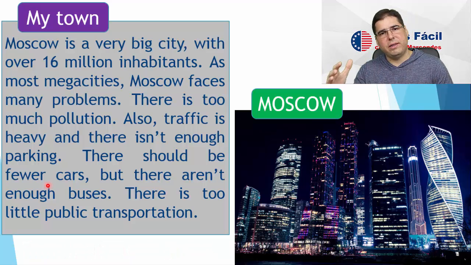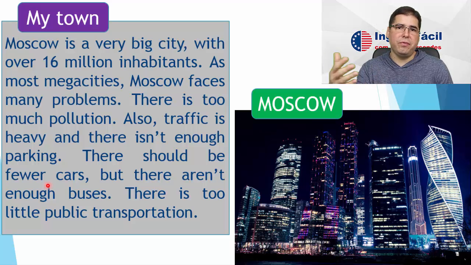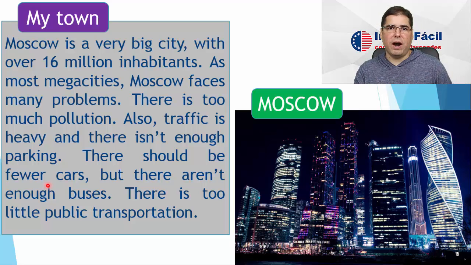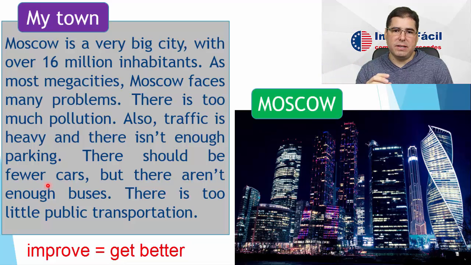So I think a projection for the future, an opinion on how things could improve, is that we have fewer of something we have too many of. In this case we are talking about cars. So if there are too many cars in a city, there should be fewer. With fewer cars, the traffic would be better, the pollution would be better. So conditions would improve. Improve is the same as get better.